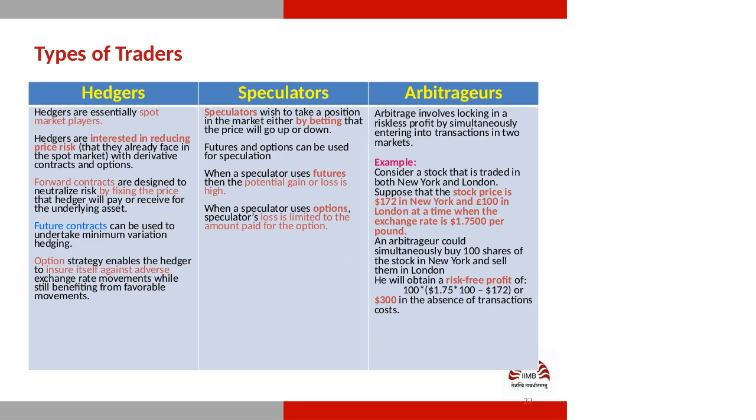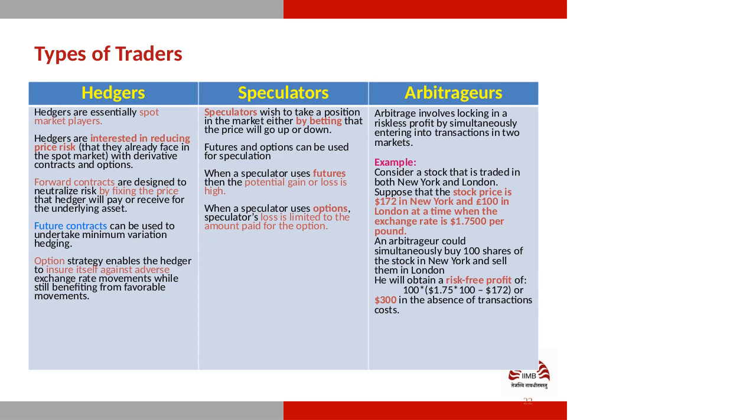And I'm selling that in London, I'm earning 100 pounds and the exchange rate is 1.75. So 1.75 into 100, which is how I get $175. So by selling it in London and converting at the exchange rate, I get $175. I buy a share for $172. Therefore, I make $3 as profit into 100 shares. Therefore, I make $300 as profit. Obviously, no transaction cost and all that.